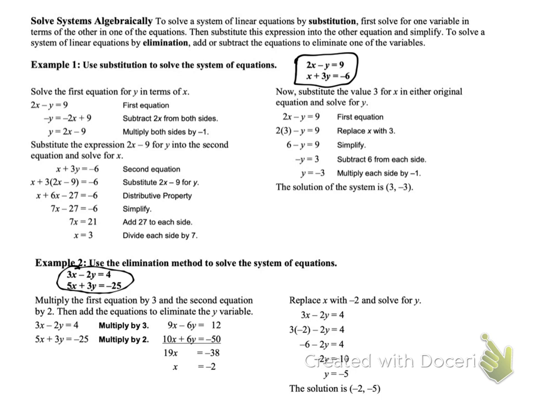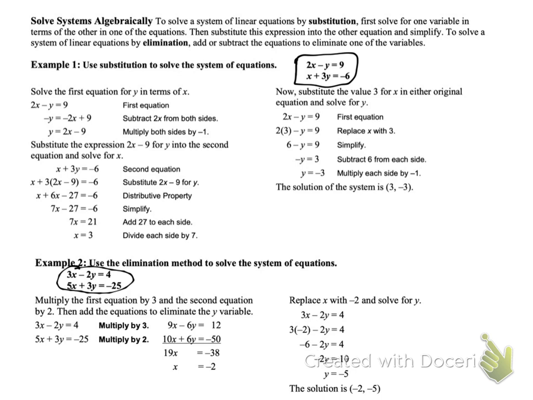We have 3x minus 2y equals 4, and then we have 5x plus 3y equals negative 25. Okay? So the key to elimination is we want to create opposites in either the x or y variable. It can be the x, it can be the y, it does not matter. You just want to create opposites. There's a million different routes you can go, but you generally want to do what's easiest.